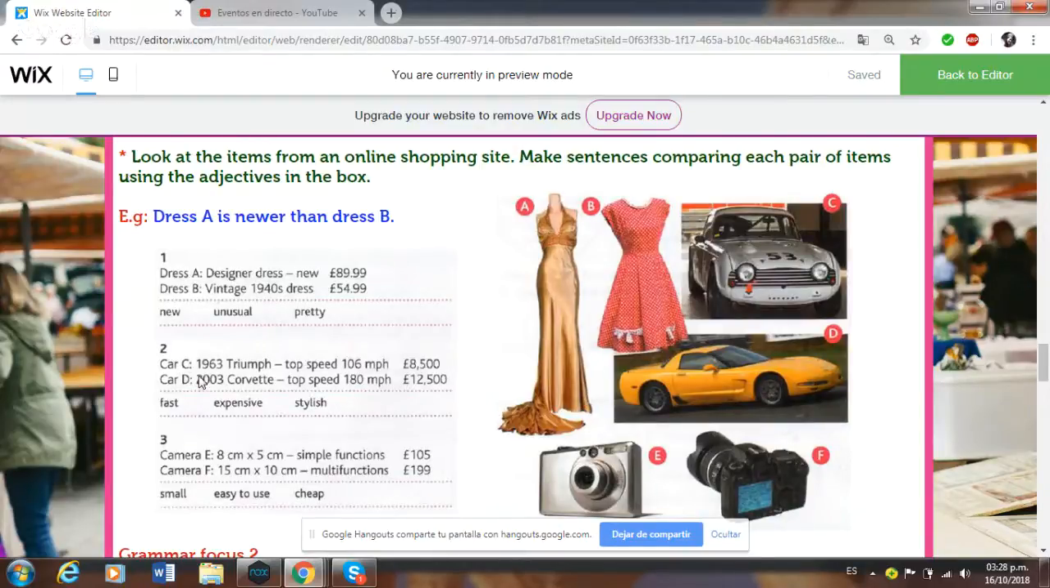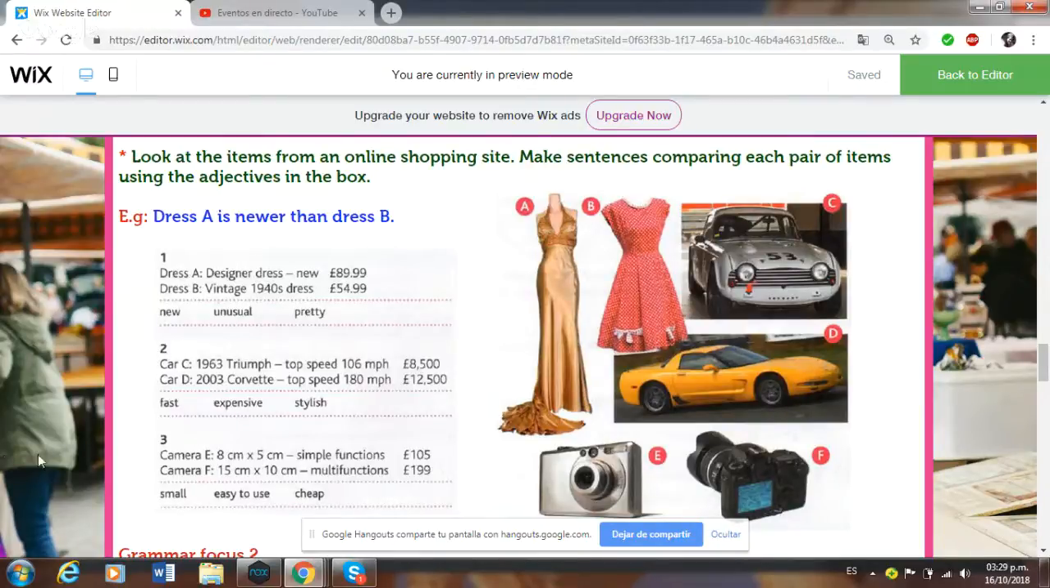Then car C, and the second point, I give you the price too, like in the dresses, the top speed, 160. Okay, sorry, car D, 2000 top speed. I can give you that, so you can make sentences. In this case, you are going to compare these adjectives.